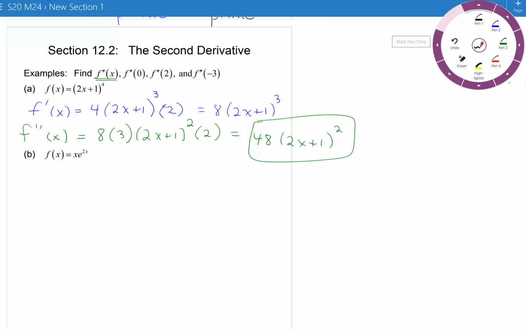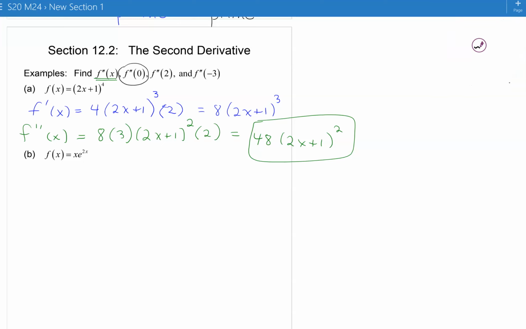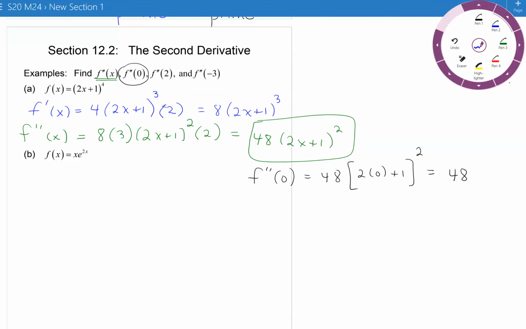Then the next notation, f double prime of 0, we've been practicing that with our single prime. It says put in 0 where you see x, and that's going to be 48. So when x is 0, the second derivative is 48.